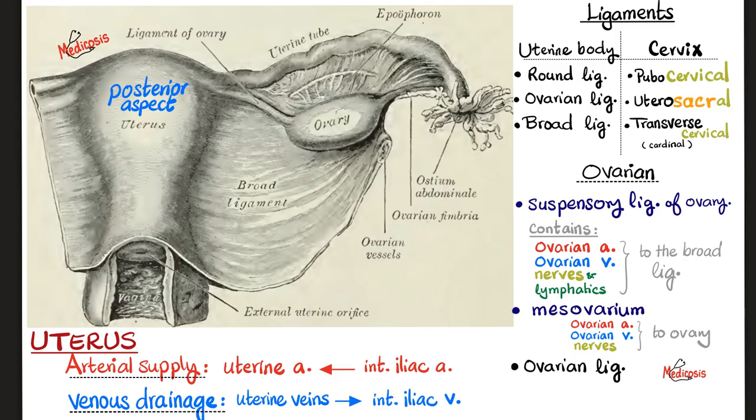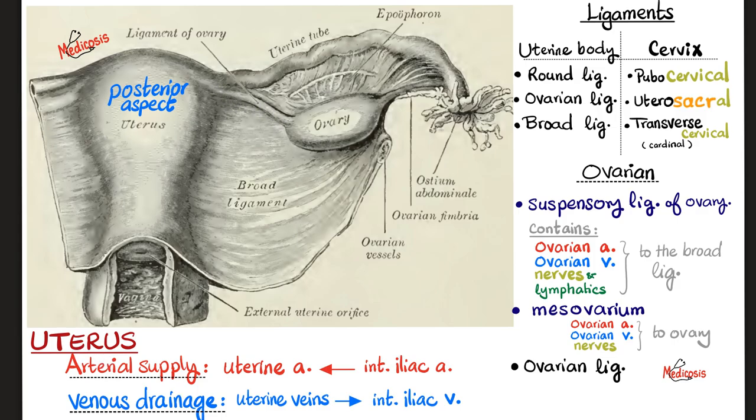The ovarian vessels are in the suspensory ligament of the ovary, and they are also in the mesovarium, which is part of the broad ligament. Third, between the ovary and the uterus itself, we have this ovarian ligament or ligament of the ovary.